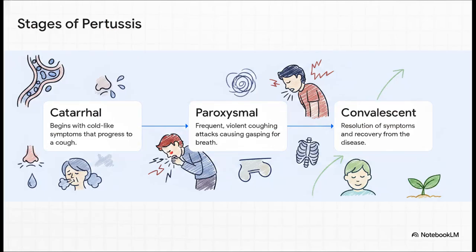Moving a bit further down to the trachea, we run into Bordetella pertussis, the culprit behind whooping cough. What's wild about this clinical presentation is how strictly it progresses through 3 defined stages. It kicks off in the catarrhal stage with deceptive, mild cold-like symptoms, but then it escalates into the paroxysmal stage. This is defined by violent, breath-gasping coughing attacks that are so severe they can literally break a patient's ribs or cause hernias. Eventually, they slowly recover in the convalescent stage.